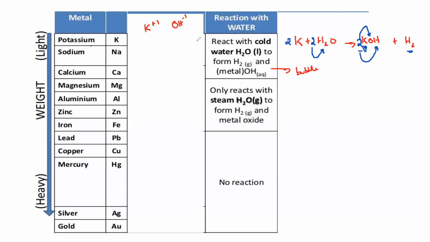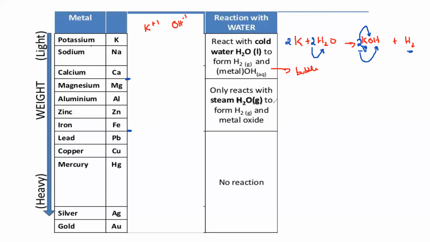So when we add normal water, as a result, it will form a metal hydroxide plus hydrogen. So we'll see bubbles. But from magnesium till iron, they can only react with steam. So they don't react with cold water, they react with steam. And as a result, what will happen? It will form metal oxide.